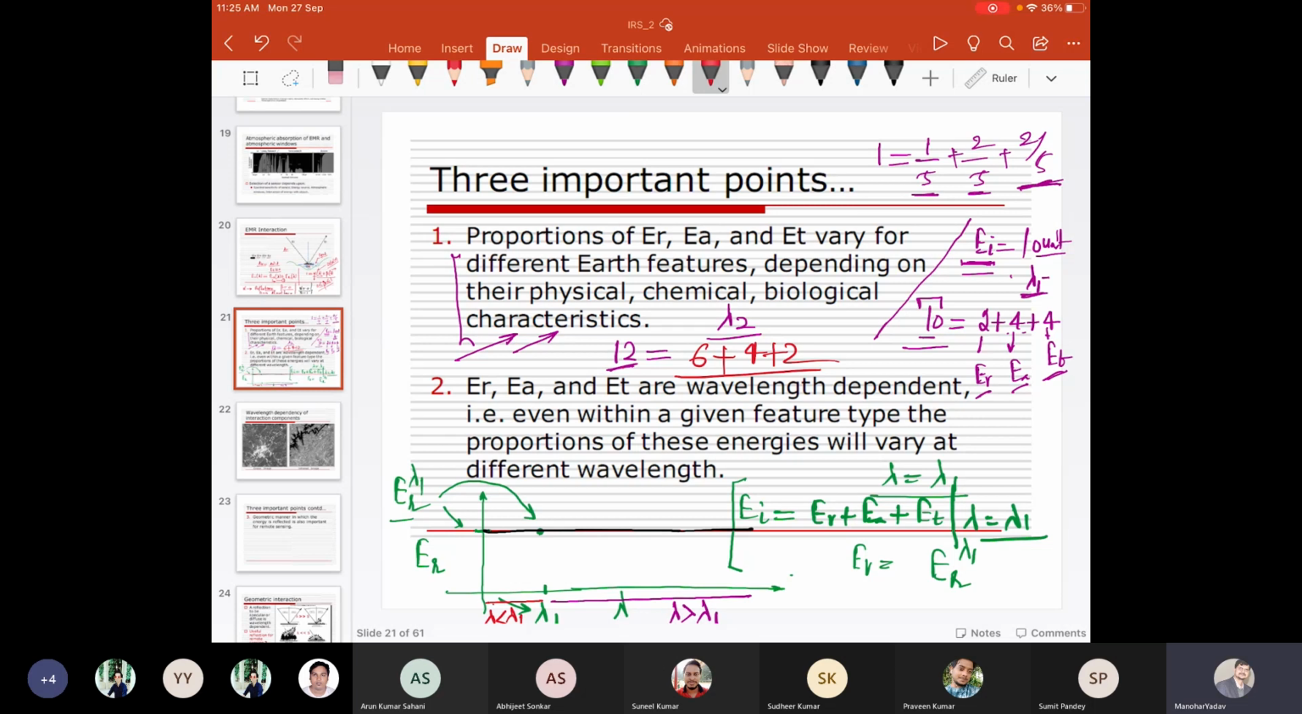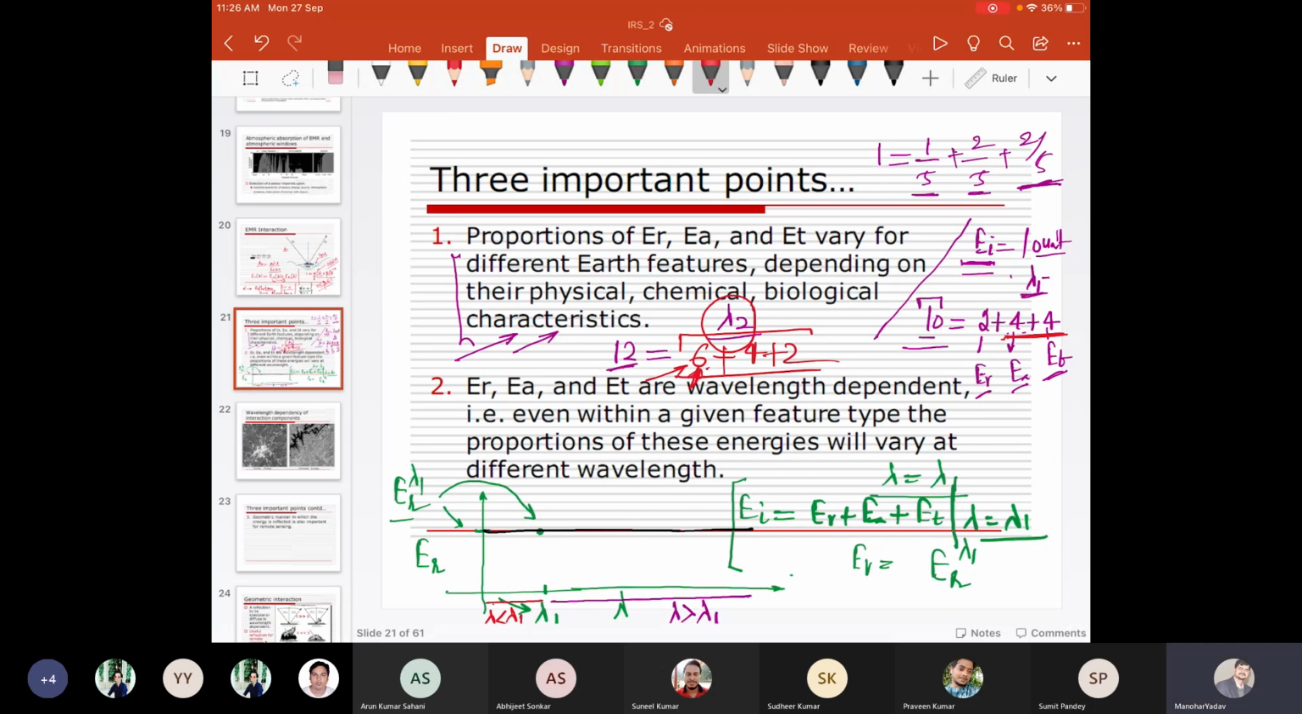Is it okay? Yes, sir. So if now it is divided into 6, 4, and 2, it means, see over here, at lambda 2, the reflectance is dominant. At this particular wavelength lambda 2, from the same material, reflectance is dominant because we are getting 6 over here, the highest. While in the previous case, absorptance and transmittance are dominant.